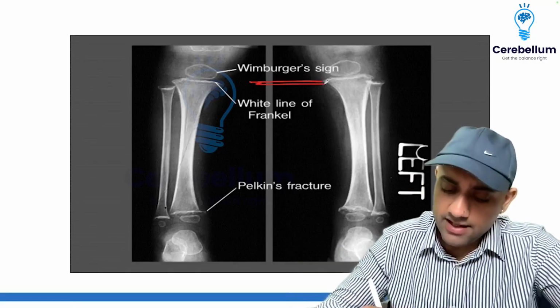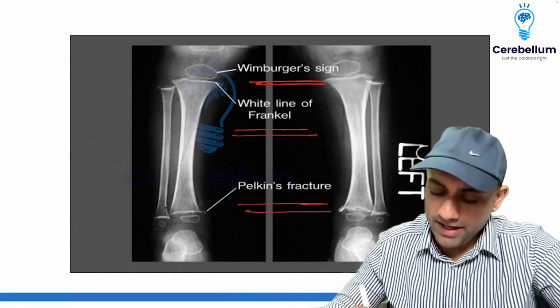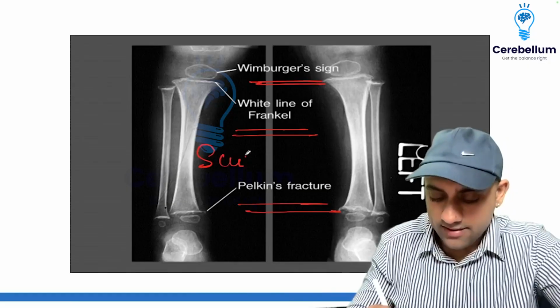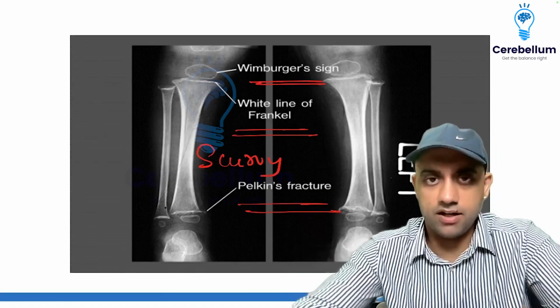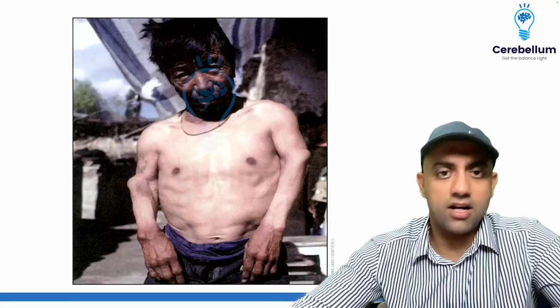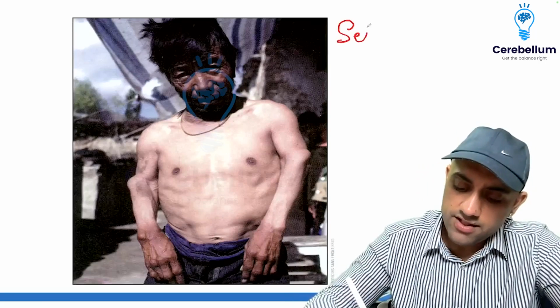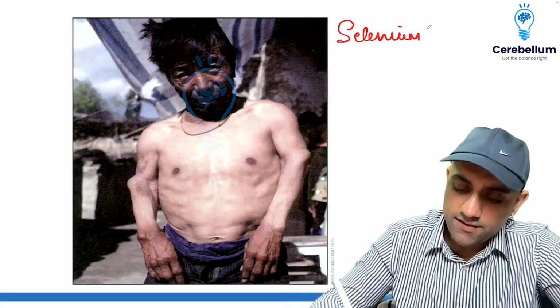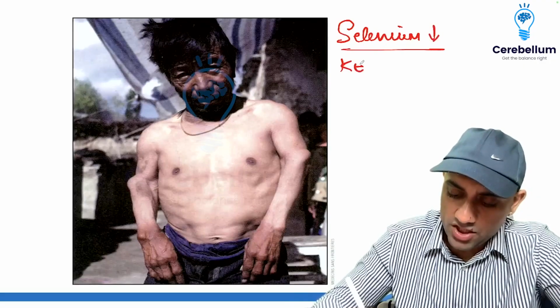Where do you see Wimberger sign? White line of Frankel and Pelkan's fracture. Beautiful answer. Scurvy. You will see Wimberger sign. Remember that. This is Keshan disease. This is a person with Keshan disease, because of deficiency of selenium. Deficiency of selenium will have a problem known as Keshan disease.